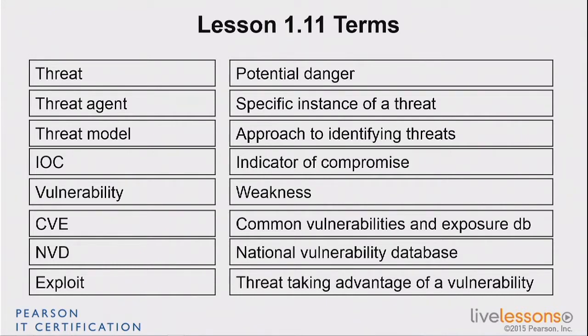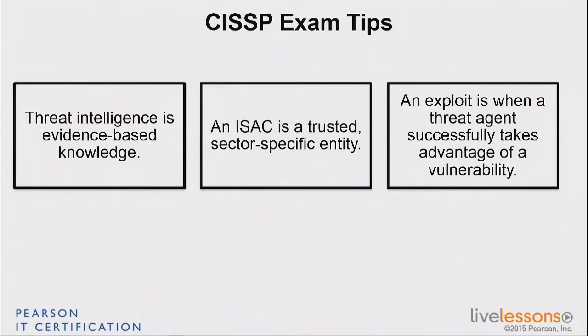Threat, threat agent, threat model, IOC, vulnerability, CVE, NVD, and exploit are all terms that you need to be very familiar and comfortable with. So we're going to wrap up this lesson with our CISSP exam tips. Threat intelligence is evidence-based knowledge. We want to contrast that with threat information, which is usually just raw data feeds. An ISAC is a trusted sector-specific entity. It's how within a sector, specifically in our critical infrastructure sectors, information can be shared freely. And lastly, an exploit is when a threat agent successfully takes advantage of a vulnerability.